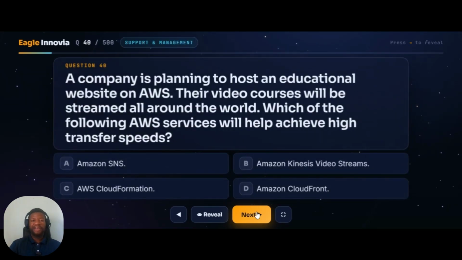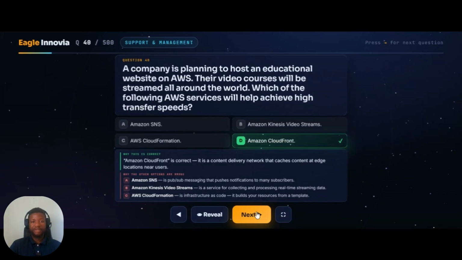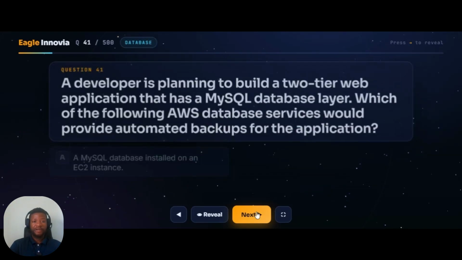Question number 40. A company is planning to host an educational website on AWS. Video courses will be streamed all around the world. Which of the following AWS services will achieve high transfer speed? A. Amazon SNS, Simple Notification Service. B. Amazon Kinesis Video Streams. C. AWS CloudFormation. D. Amazon CloudFront. The answer is Amazon CloudFront. It's a content delivery network that caches content at edge locations near users.